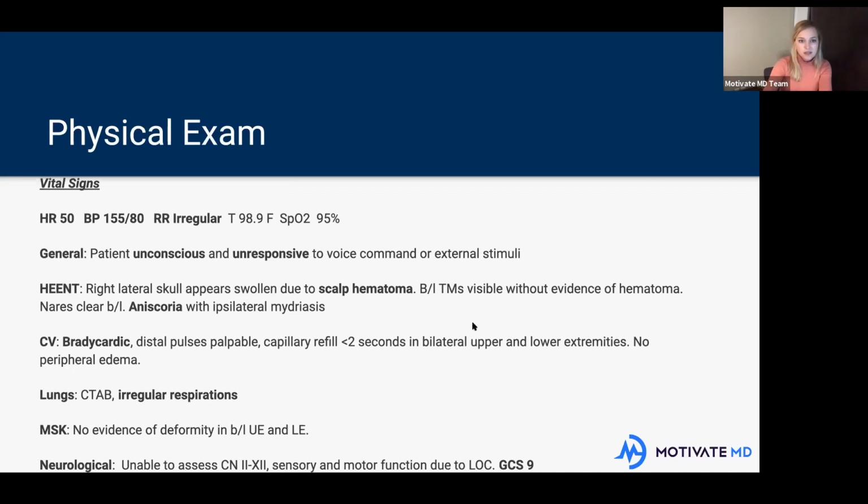All right, so there we go. Now we have the physical exam, and I've put the irregular findings in bold. We've already talked about a lot of these different things. Do you guys have any questions about any of the physical exam findings or any of the medical jargon? Okay, let's keep going.